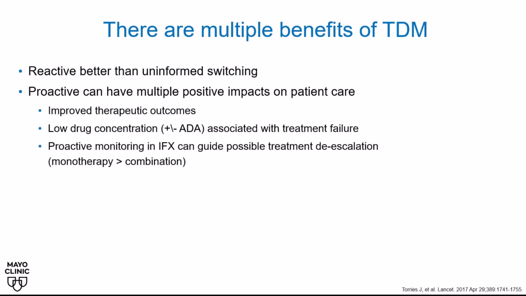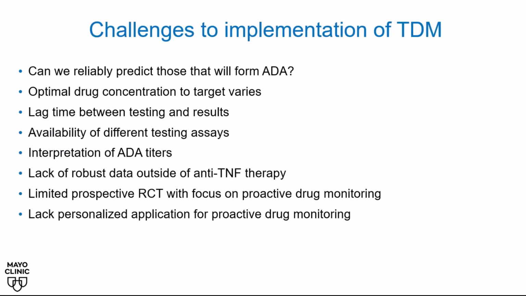I talked about proactive monitoring and its positive impacts on patient care. There's been association with improved therapeutic outcomes. I would take that for anything that you offer. We know that low drug concentration plus or minus anti-drug antibodies can be associated with treatment failure. So if I have this person in front of me that I could almost predict with a crystal ball is going to fail, well, I want to act on that before they fail. And then proactive monitoring of infliximab can potentially give us an opportunity for de-escalation, which many of our patients, maybe less so in the pediatric world, but in the adult world, are very interested in figuring out, how can I be on less, right? They don't want to stay on long-term multiple therapies. And so this is really going to maybe monotherapy as opposed to combination therapy.